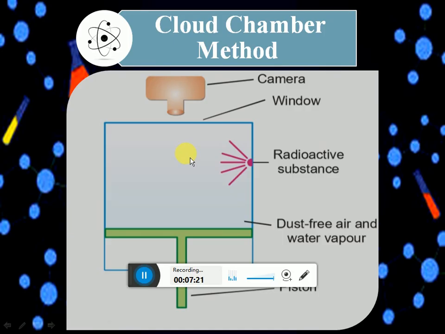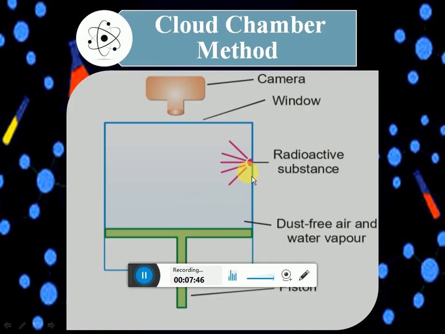Whenever the alpha particle combines with the gas vapor, we shall see one narrow line. When a beta particle combines with the gas vapor, we shall see a bit thicker line. And if we do not see any kind of line, then the no line tells us that this is gamma radiation.